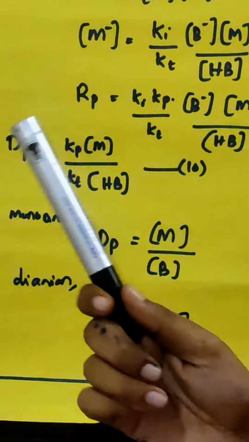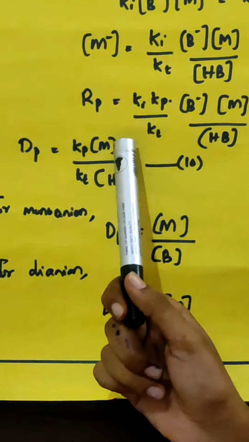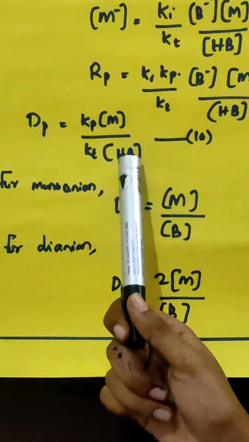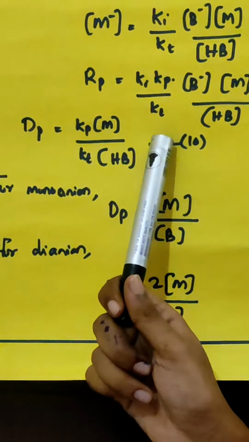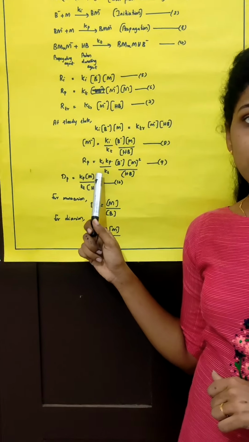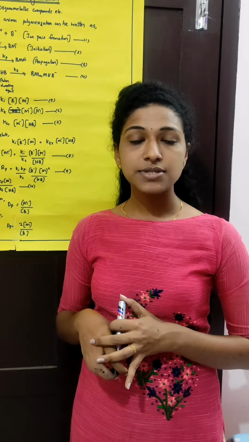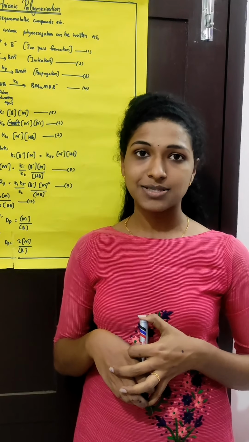Next, we can see the degree of polymerization, that is DP is equal to Kp into concentration of M divided by Ktr into concentration of HB. This is the degree of polymerization. This equation is applicable for the systems in which the termination reaction takes place.